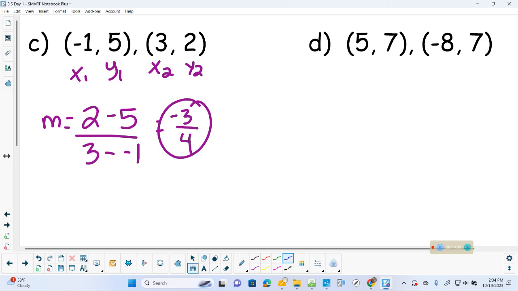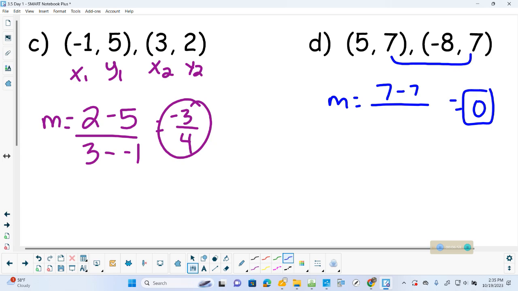Okay, same thing. I'm going to live on the edge, and I'm not labeling this time. What's y2? What's y1? Guess what? I'm done right now. What's your final answer? 0, because I'm going to have 0 over whatevs. Could you have figured this out without doing any work? The y's are the same this time.